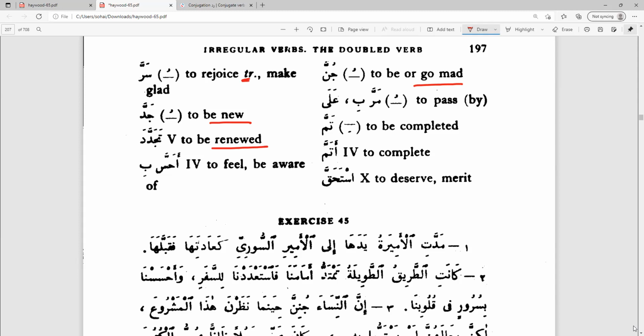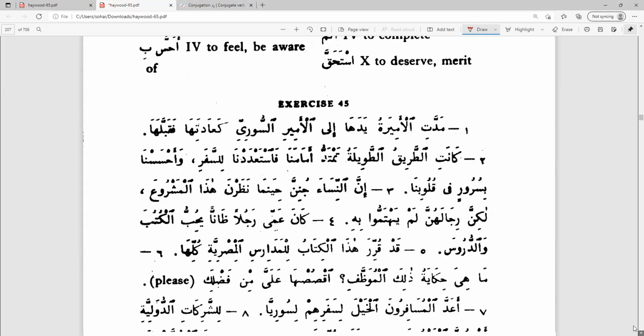Then form 4 is atamma, to complete. And form 10 is istahaqqa, to merit, to deserve.